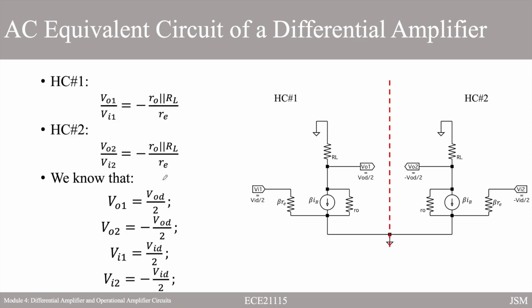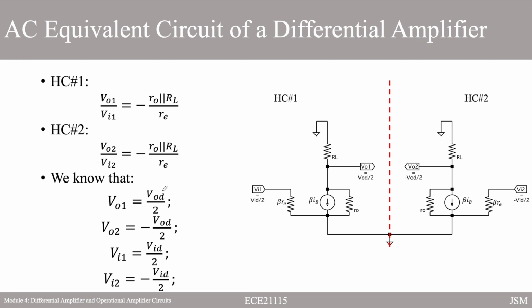So, for half circuit 1, kung natatandaan natin yung formula ng voltage gain ng common emitter, siya ay negative RO in parallel with RC over RE. In this case, RC is RL po. So therefore, VO1 or the single-ended voltage at this node over the single-ended voltage at this node will be this one. And VO2 naman is the same po. So VO2 over VI2 is negative RO in parallel with RL over RE.